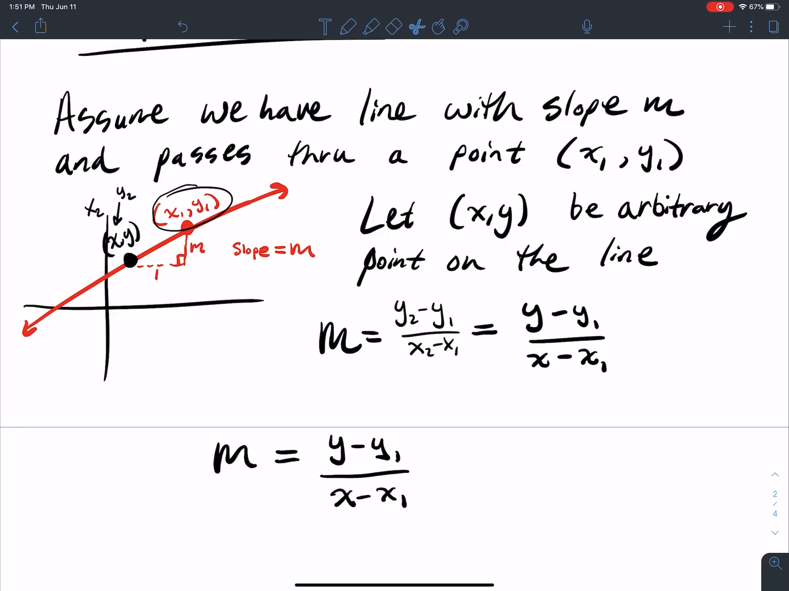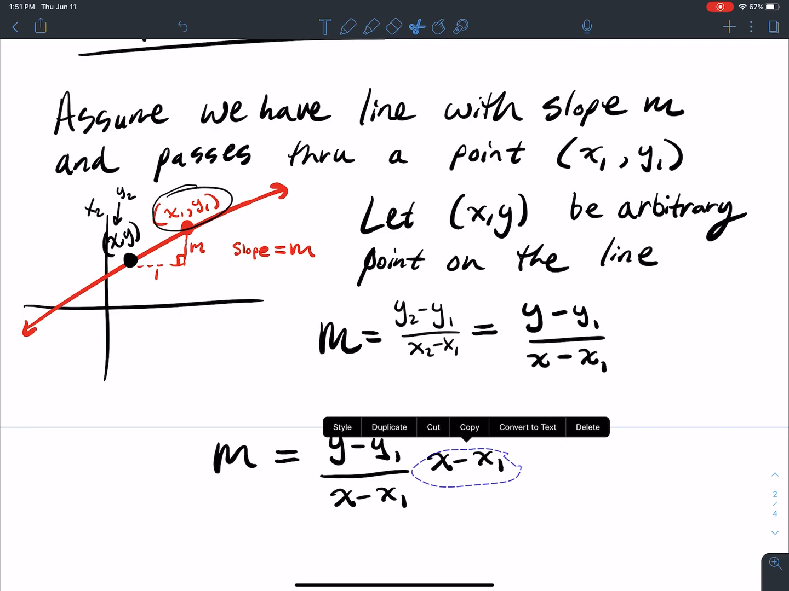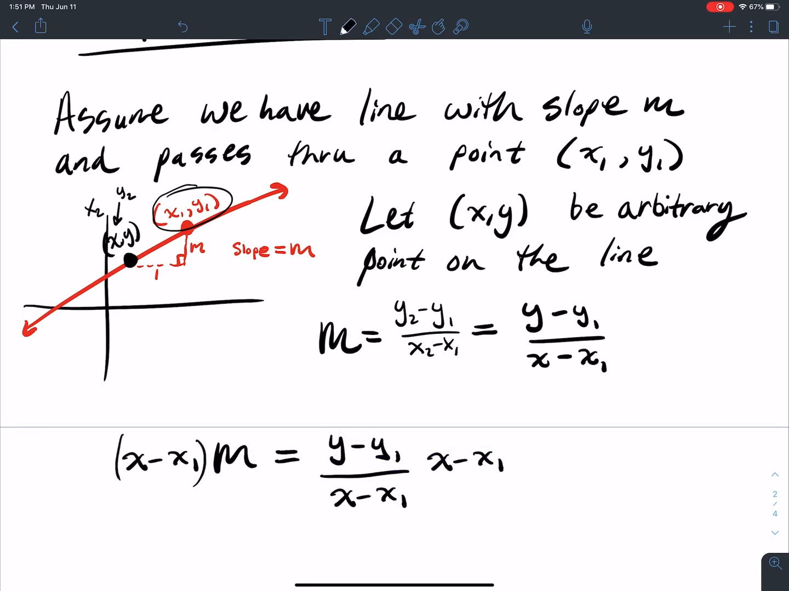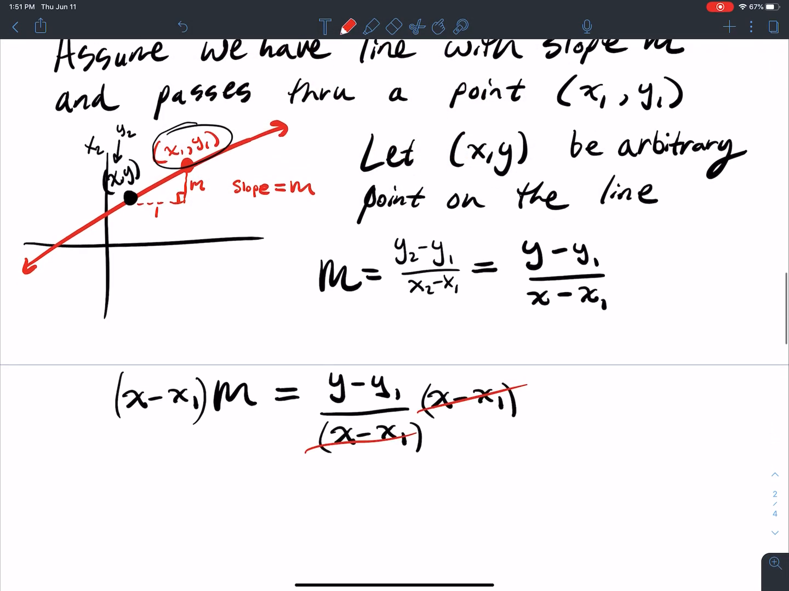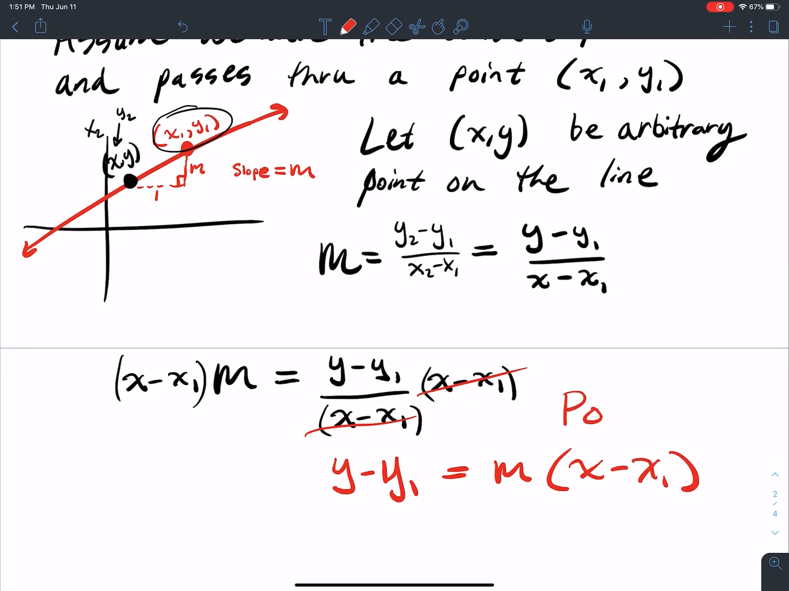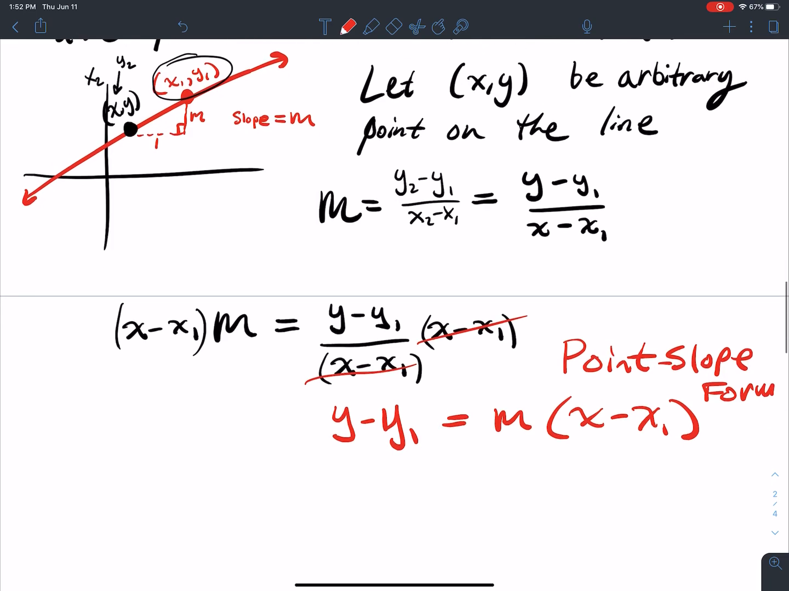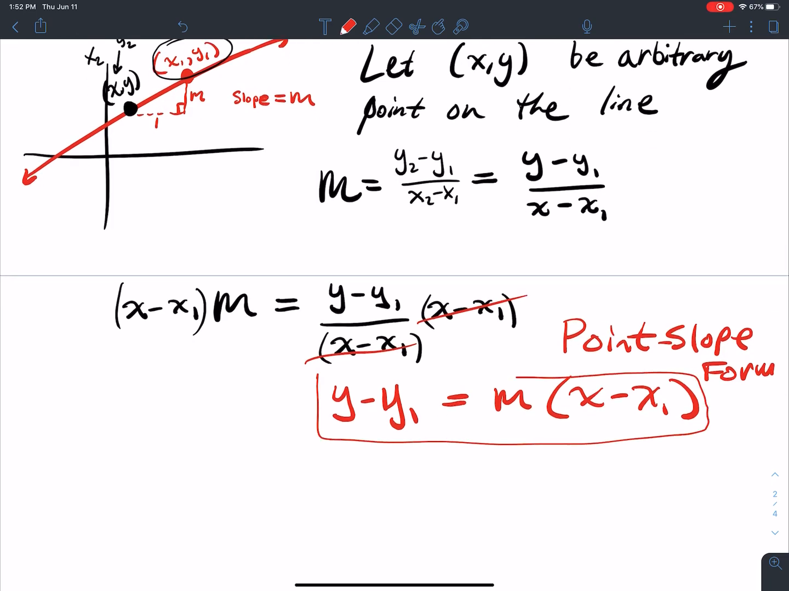Now all I need to do is multiply both sides by x minus x1. And when I do that, these two pieces cancel, and I get y minus y1 is equal to m times x minus x1. And this is known as the point slope form. Okay? So that's the point slope form of the line right there. So it's for a point x1 comma y1 and a slope of m.